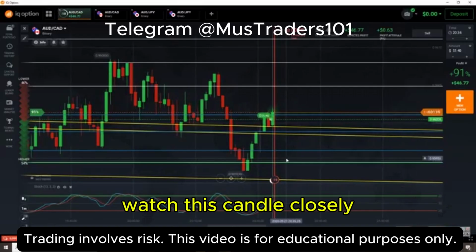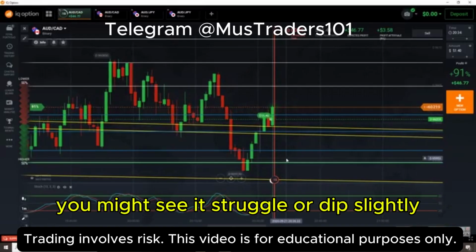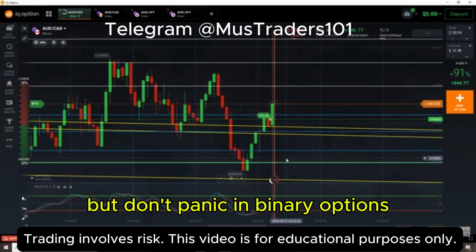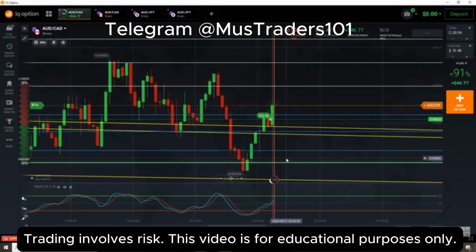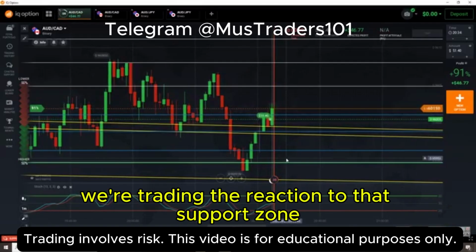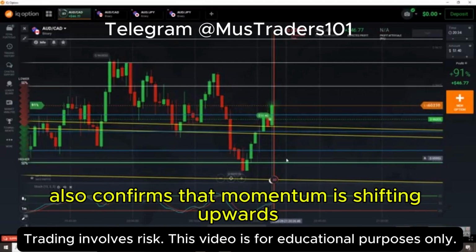Watch this candle closely. You might see it struggle or dip slightly, but don't panic. In binary options, trust your levels. We're trading the reaction to that support zone. The RSI at the bottom also confirms that momentum is shifting upwards.